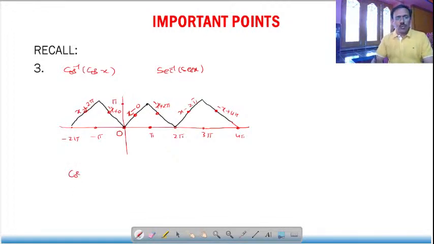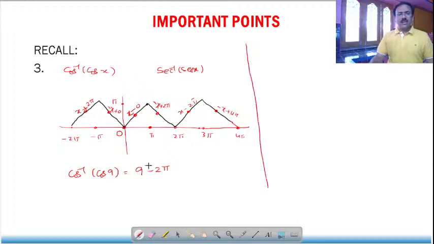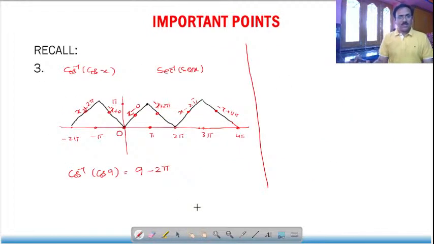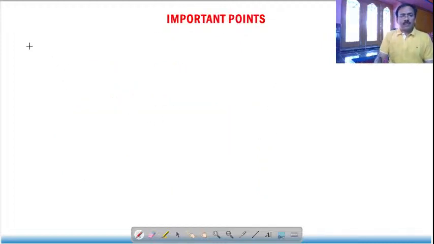For example, you want to compute cos inverse of cos 9. 9 means 9 radians. It will be around 3 pi. So it will be here, friends. This definition is x minus 2 pi. 9 minus 2 pi is the answer. Right, friends? In this way, you can easily draw the graph of sine inverse of sine x, cos inverse of cos x. You can also draw the graph of tan inverse of tan x as well as cot inverse of cot x.